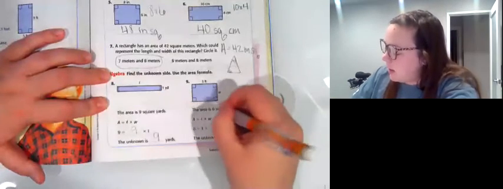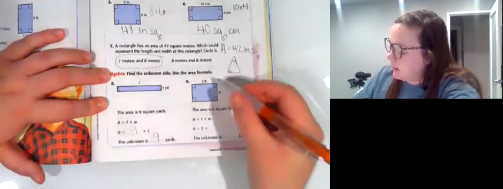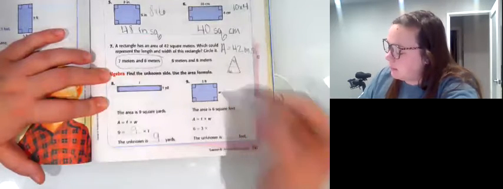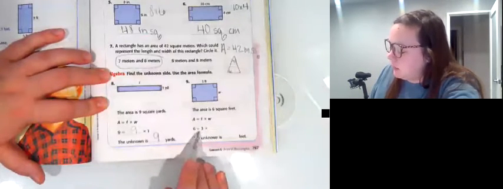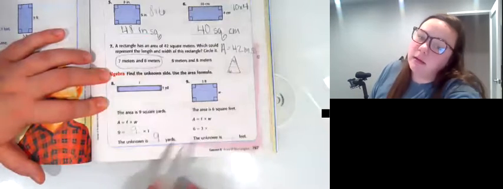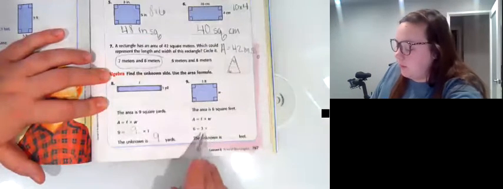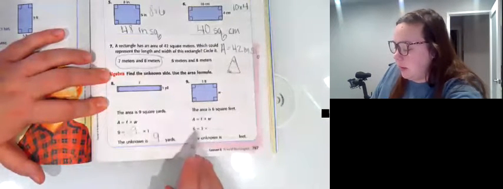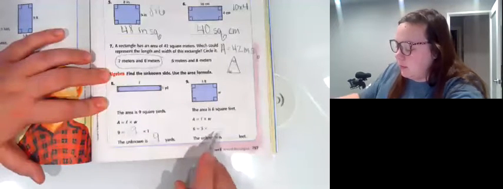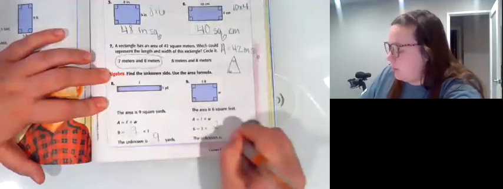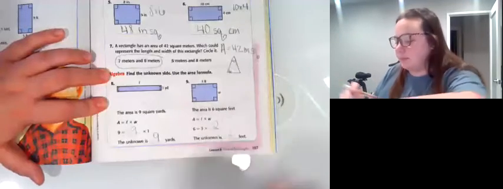Here we have the area is 6 square feet, and we know our length is 3, and we need to find the width. 6 equals 3 times something. Well, we could divide 6 by 3 to find our answer, or you might know that fact family. 3 times 2 equals 6.